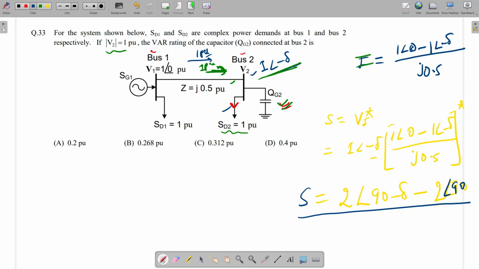So we'll take the cosine. P will be the cosine of this, so P will be 2 sine delta and Q will be 2 cos delta minus 2.